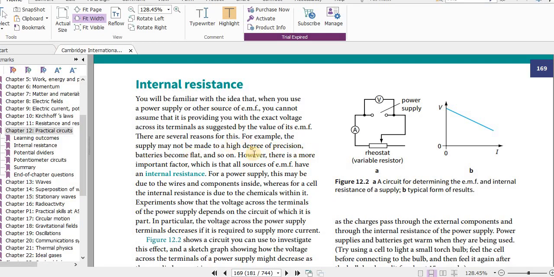Batteries become flat, that means they die, and so on. And also what happens is, with time, when the battery is getting used up, its potential difference value decreases, its EMF value decreases. In the beginning, let's say you have a cell which is 1.5 volts, but later on it will decrease to maybe 1.0, 0.5.